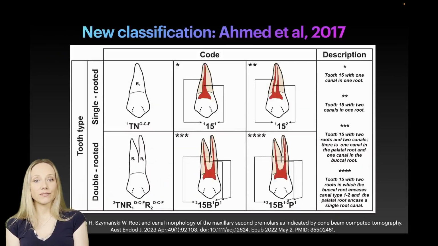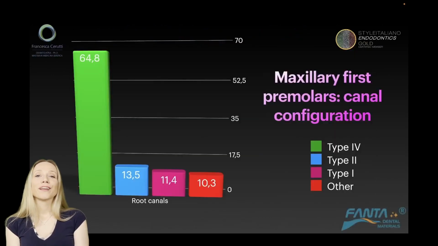But then a new classification was done by Ahmed and colleagues, and it helps in knowing in a more precise way the number of root canals about each root of the tooth we are considering. So it's more descriptive as a classification. But about the canal configuration by Vertucci, we can see that almost 65% of maxillary first premolars have the type 4 canal configuration. Then there is type 2, followed by type 1 and by other configurations.